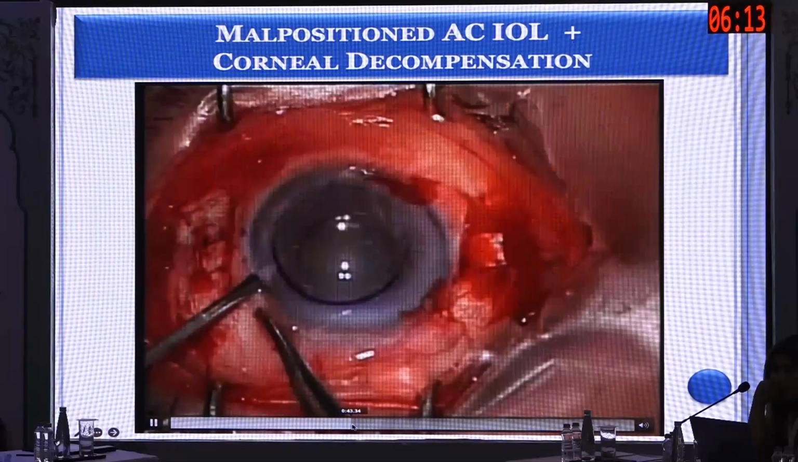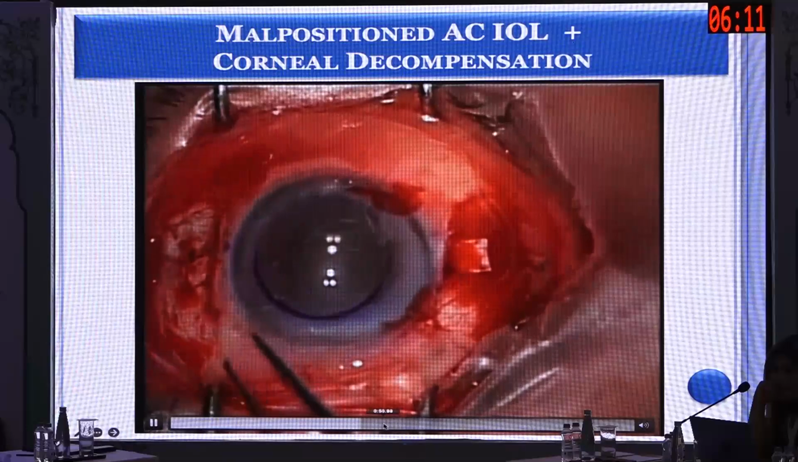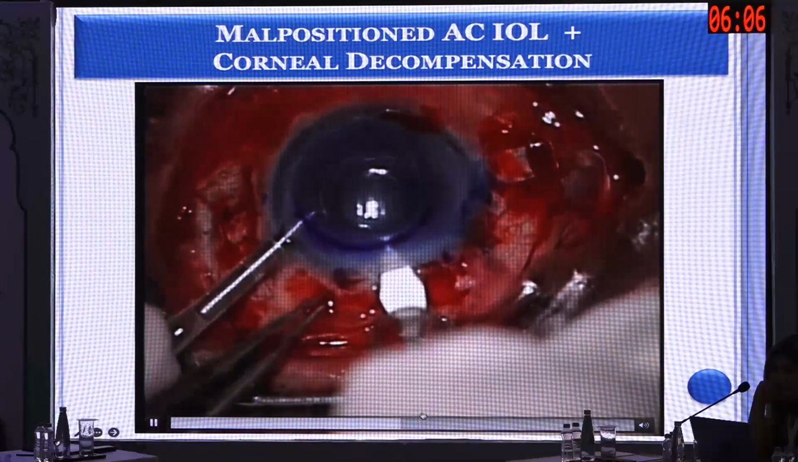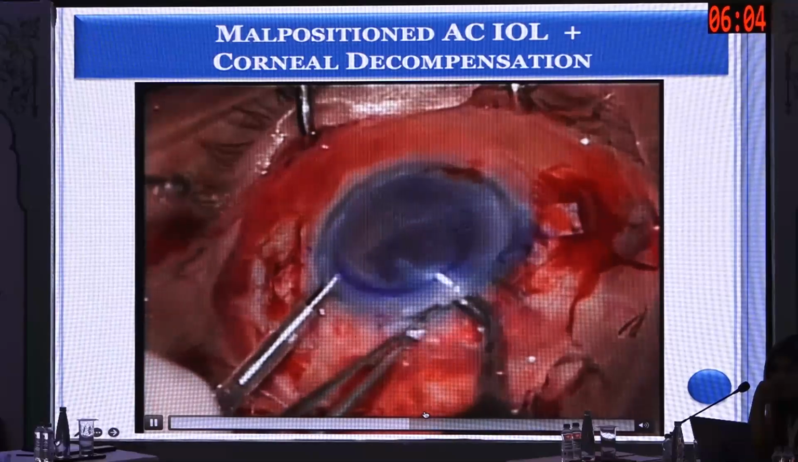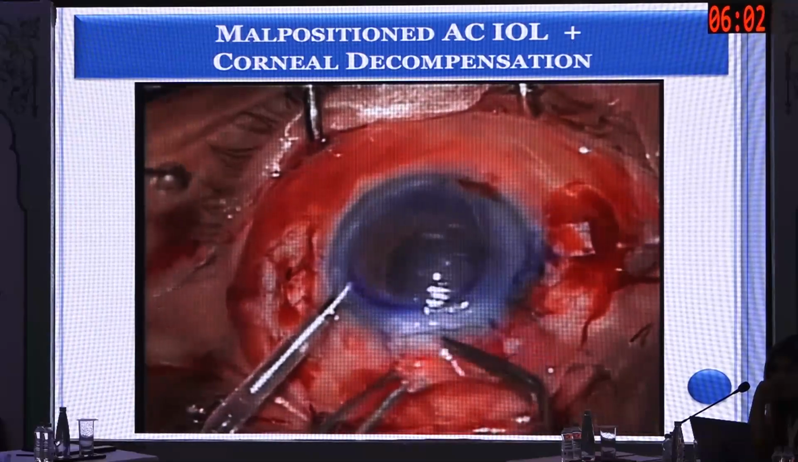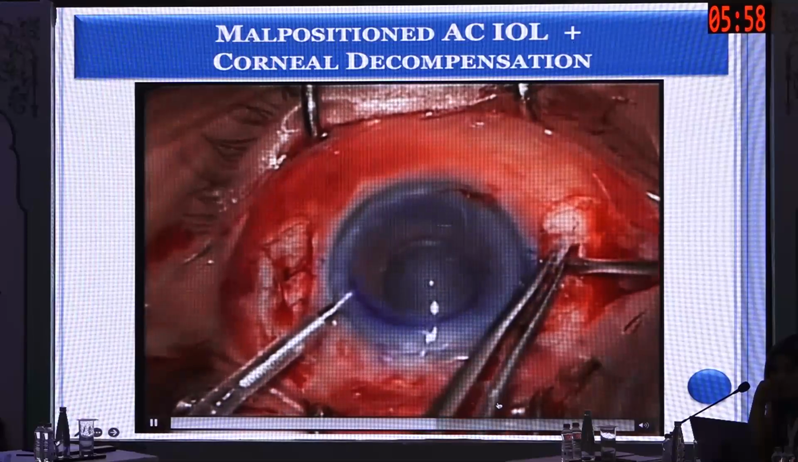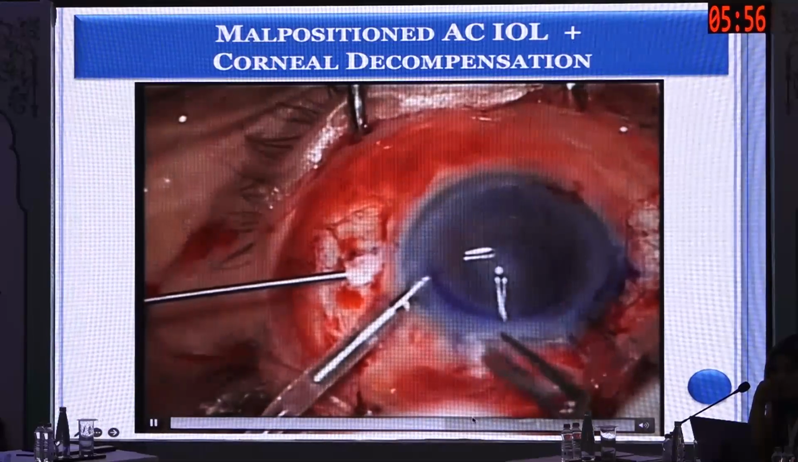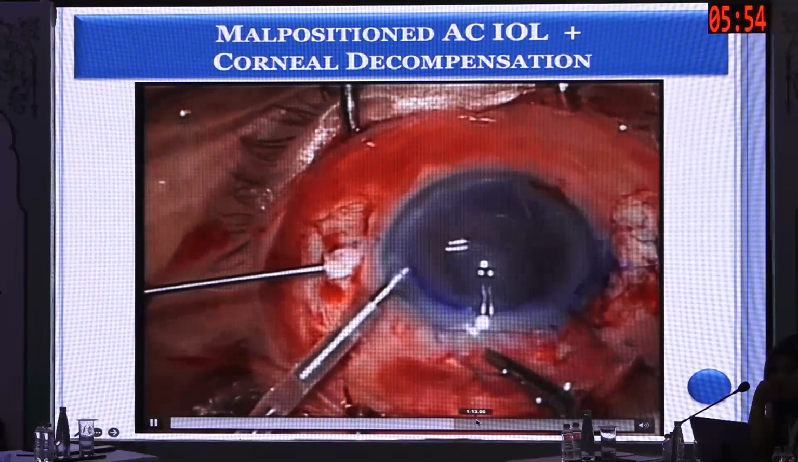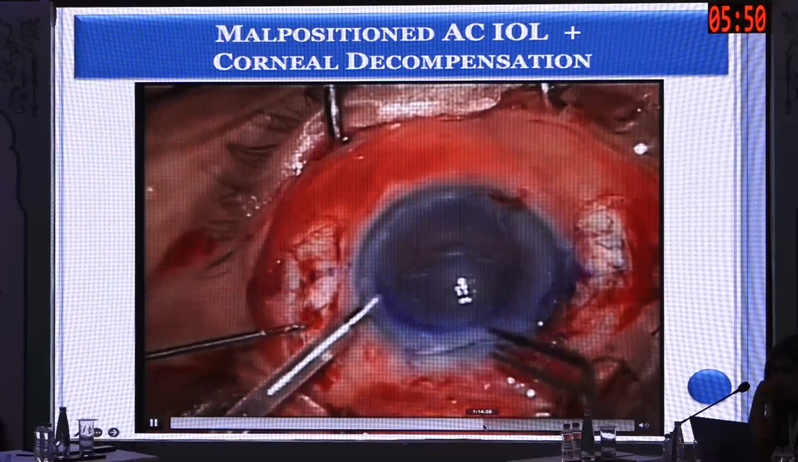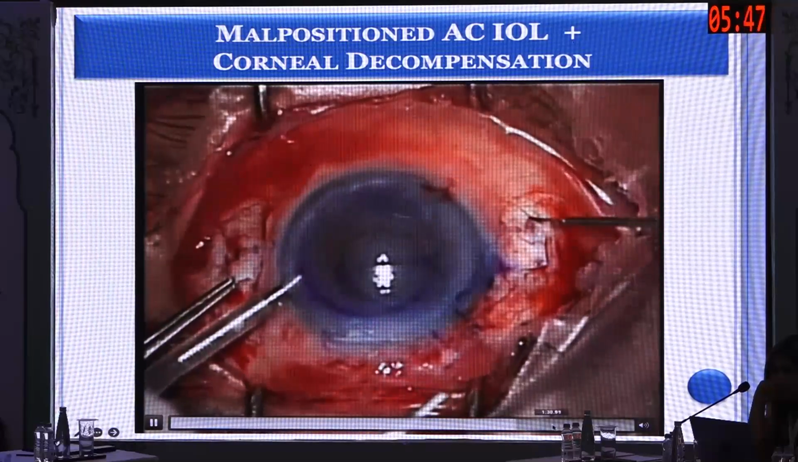Epithelium was debrided, and then with the help of a reverse Sinskey, the Descemet's was stripped off. Then the decentered IOL was taken out. It was an anterior chamber IOL which was partly touching the endothelium, so it was taken out. And then intrascleral haptic fixation was done. It's a multi-piece IOL which is being used.